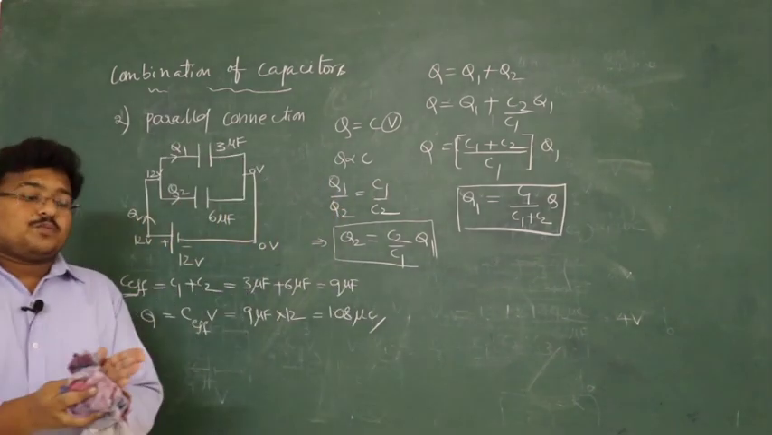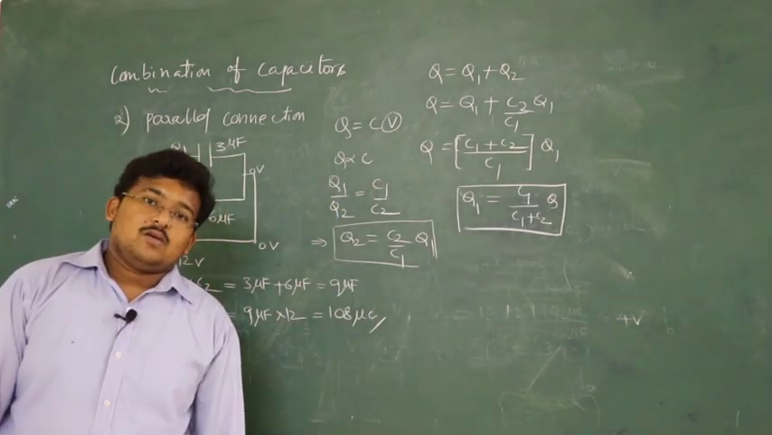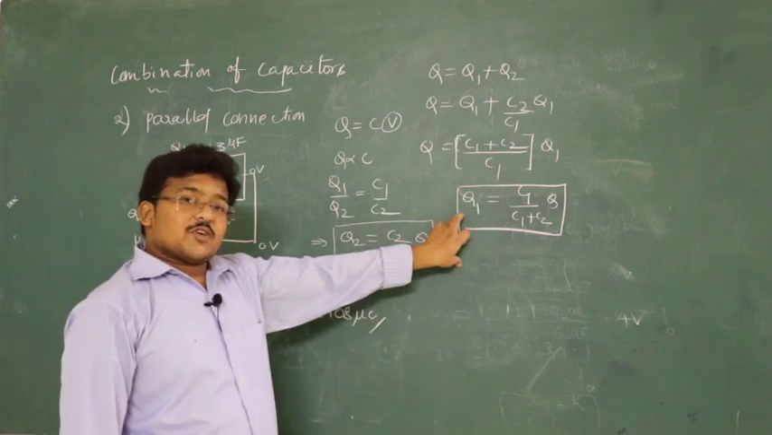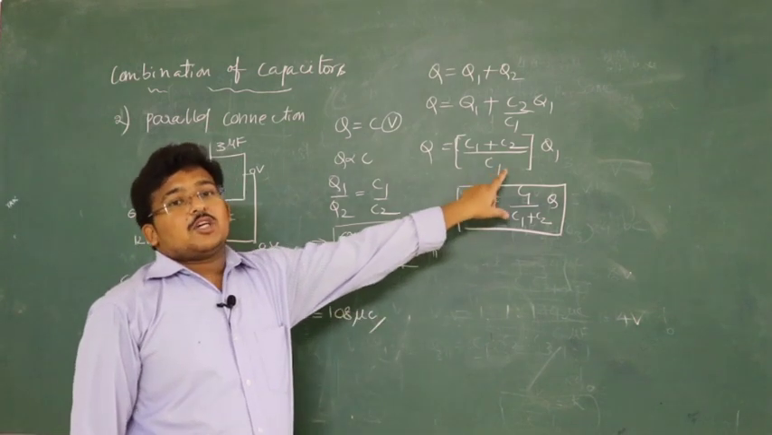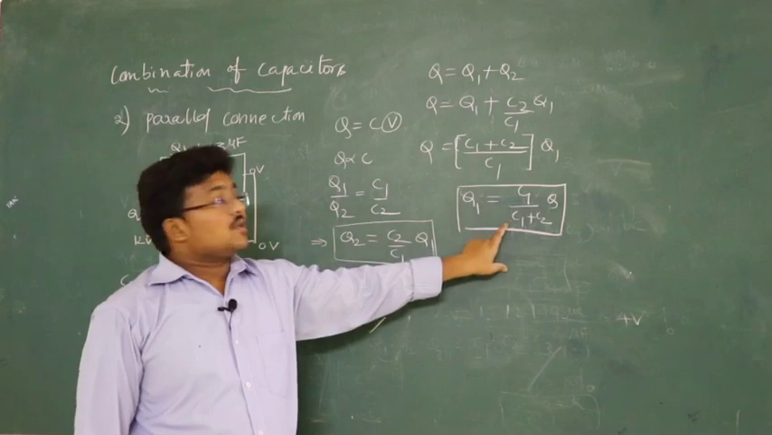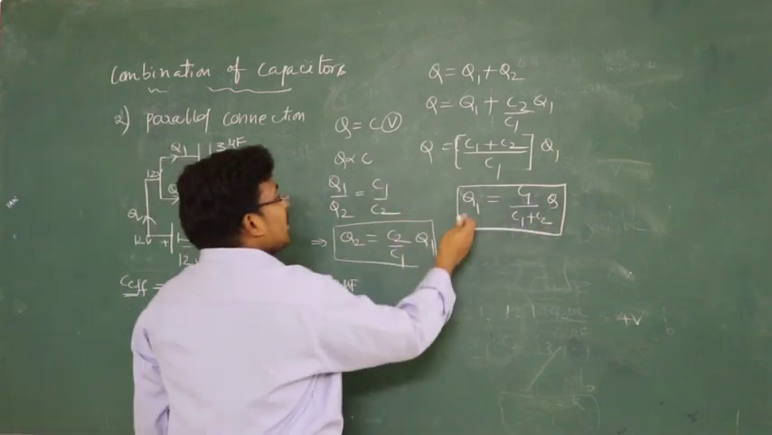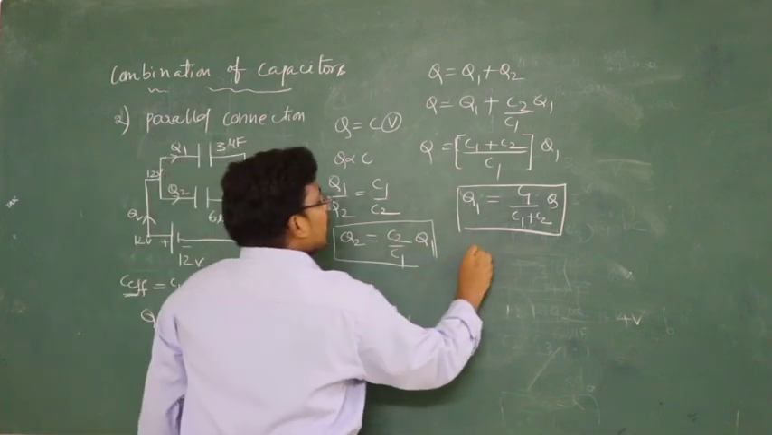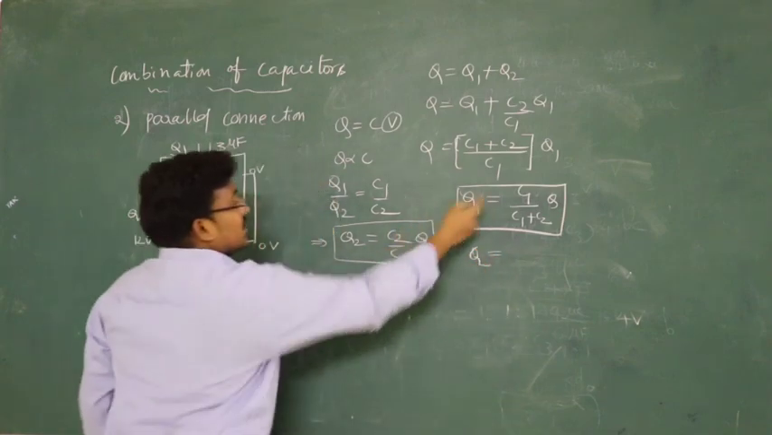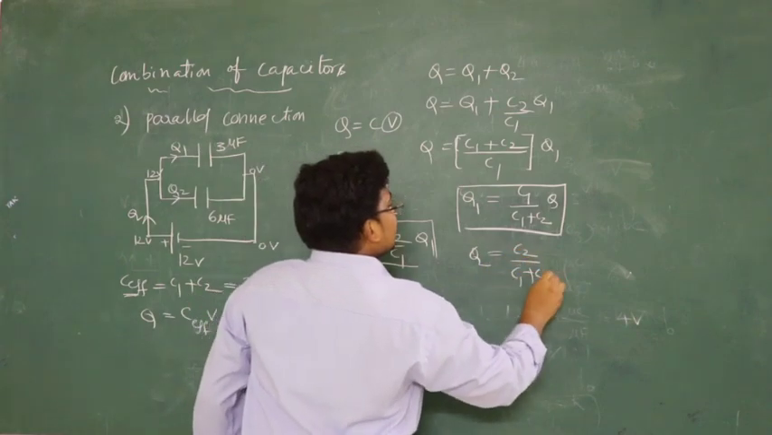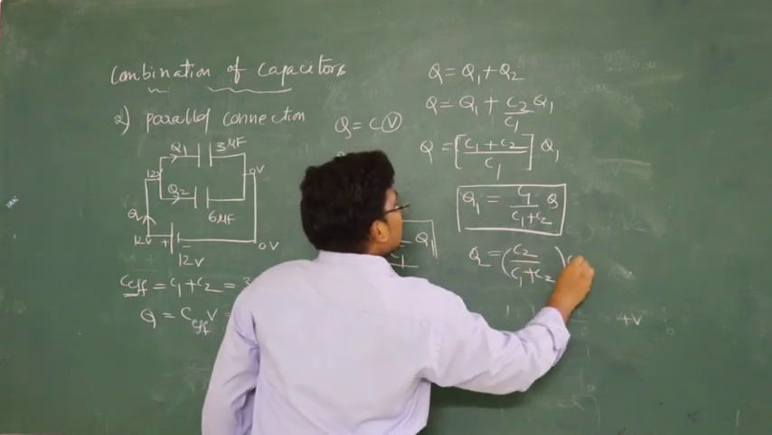This is how charge will divide in the parallel plate capacitors. Charge in the first capacitor is equal to the first capacitance by the total capacitance, into the charge coming from the battery. In a similar way, if you want Q2, substitute here and you will get C2 by C1 plus C2 into Q.